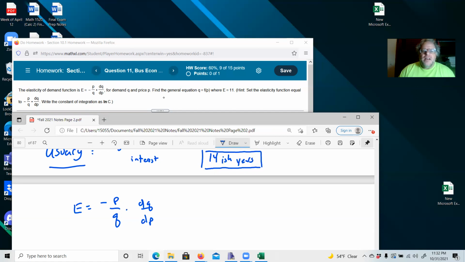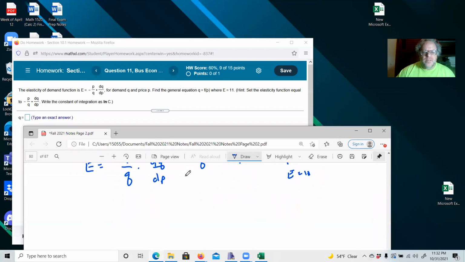Let's find the general equation. Q is equal to f(P). So Q is our dependent variable, and P is our independent variable. And E is equal to some number, so I guess E is a constant. Whatever they're studying, E is constant. I have no idea if that's a high number or a low number.